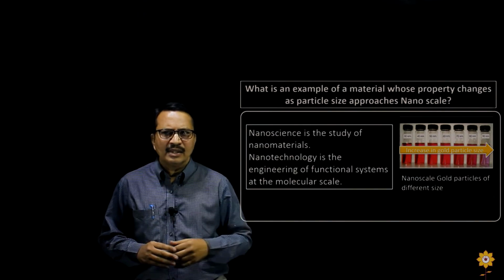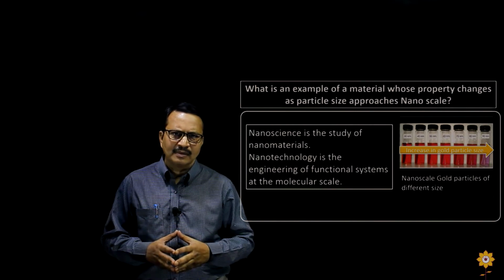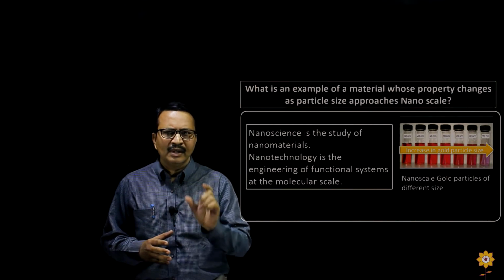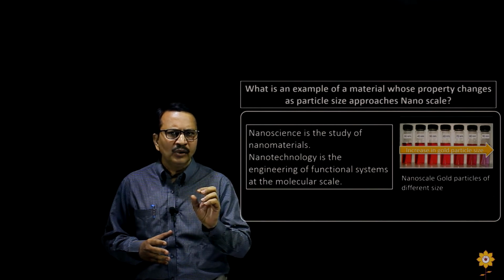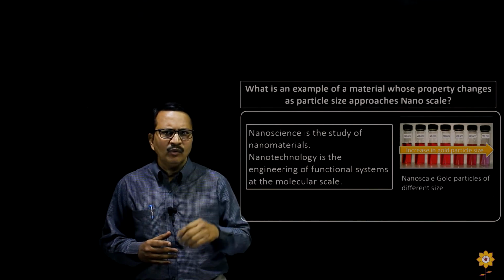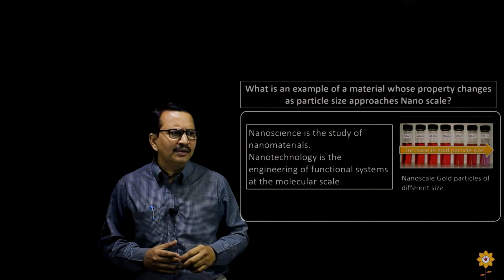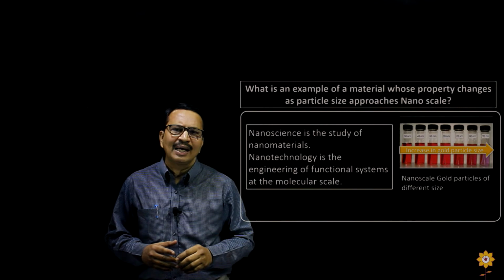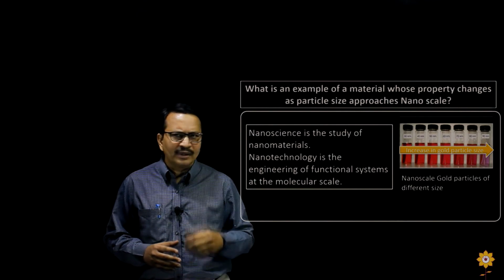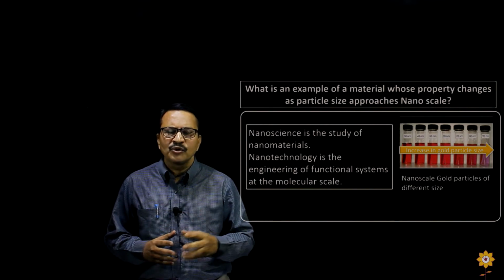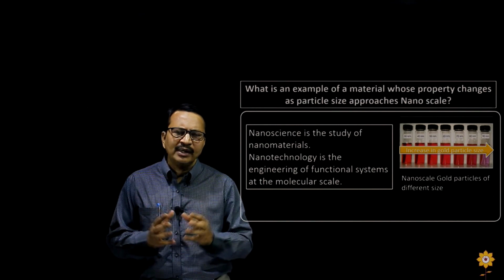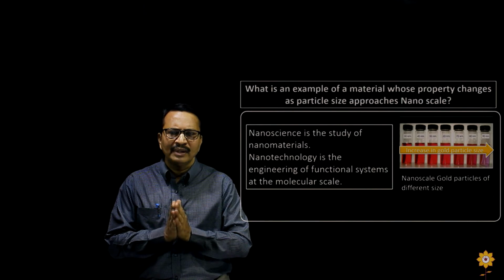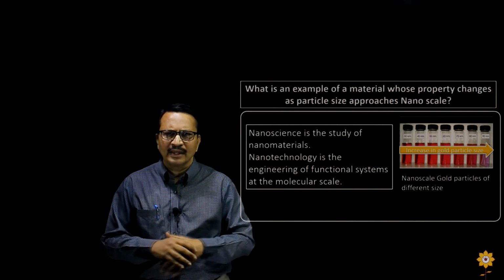So nanoscience is nothing but the study of nanomaterials. This means nanomaterials, as you know, are those materials whose dimensions are of the order of 1 nanometer to around 100 nanometer. And then what is nanotechnology? Nanotechnology is nothing but the engineering of functional systems at the molecular level. So with this, the next thing which you are going to study is what will be the preferred size, or what will be the preferred dimensions for making nanomaterials.